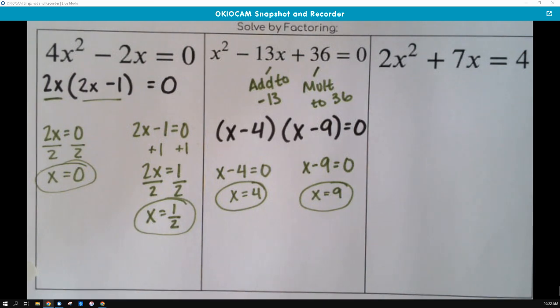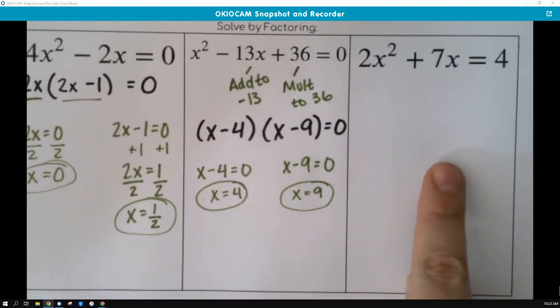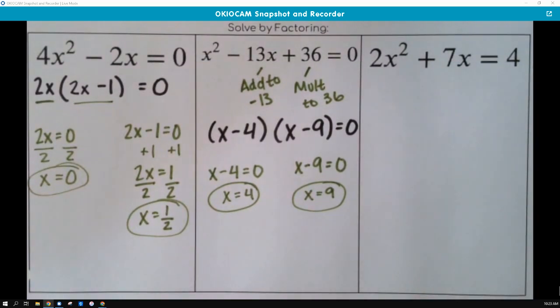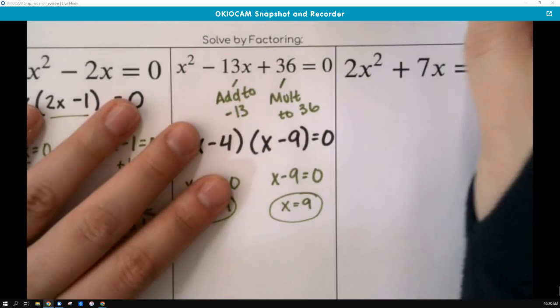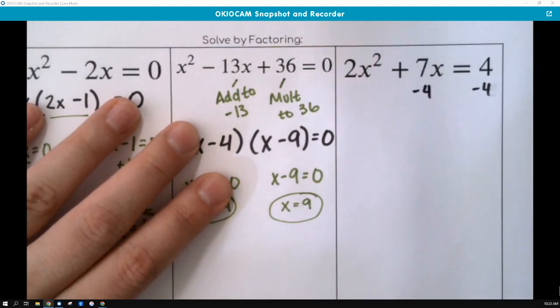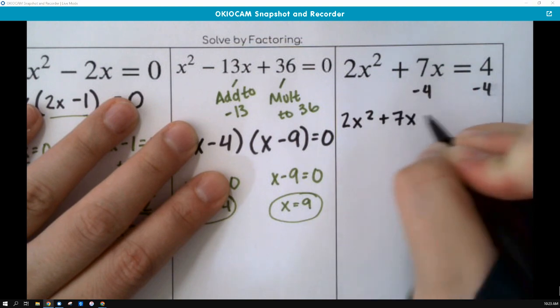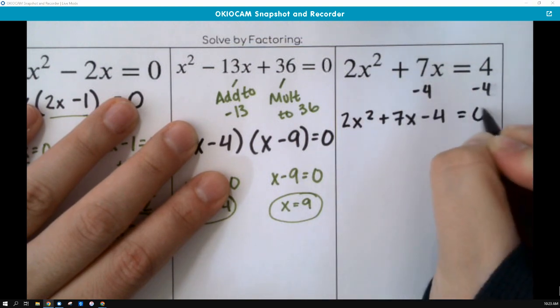Okay, here's where factoring went sideways for some of us. This next one, we've got 2x squared plus 7x equals 4. First thing we have to do is remember we cannot factor something if it is not set equal to 0. So we need to subtract the 4 over to the left side, minus 4 on both sides. We'll now have 2x squared plus 7x minus 4 equals 0.